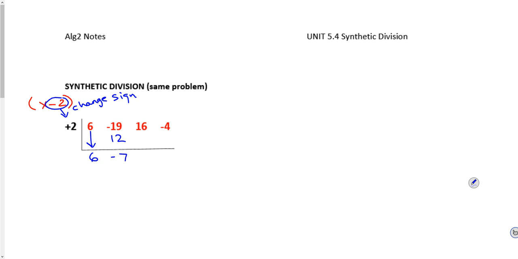Then when we get something down here at the bottom, we multiply it with the 2 again. Negative 7 times 2 is negative 14. And then we combine. So that gives me 2. Then I take that number and multiply it with the 2, and that gives me 4. And I combine, and that gives me 0.